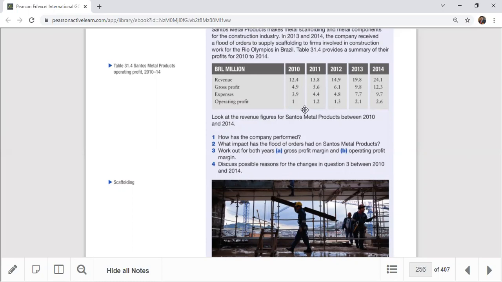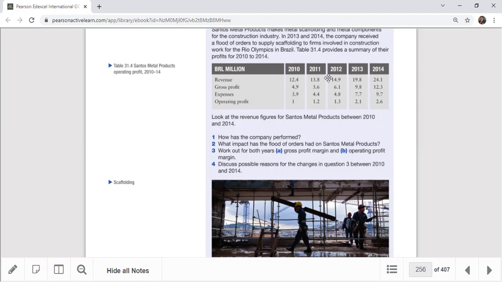So normally by looking at the figures, we can see the company performance has improved. Roughly, the company performance has improved. The profit, you can see the bottom line, increased from 1 million to 2.6 million, which is more than double within these 5 years. And gross profit also the same, 4.9 million to 12.3 million, almost more than double. So performance wise, by looking at the bottom lines, you can say the company has performed very well. And the flood of orders has had a big impact because they are targeting the Olympics.